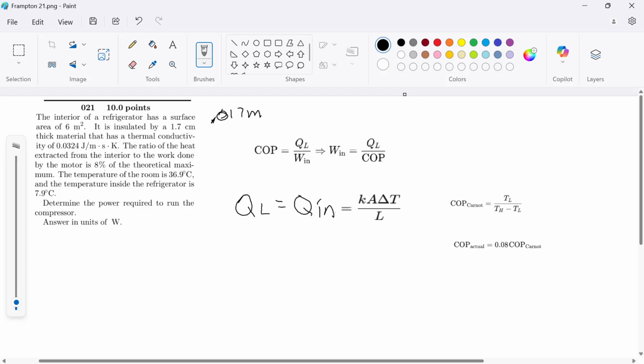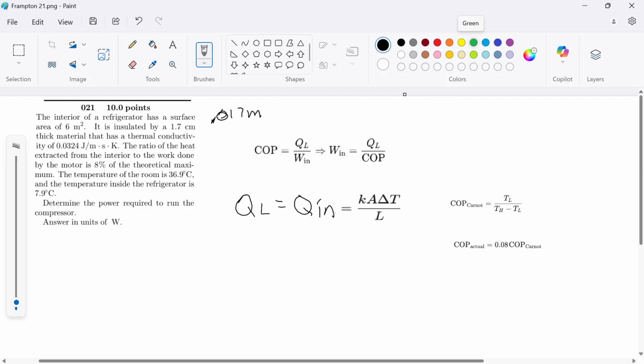That has a thermal conductivity of 0.0324 joules per meter second Kelvin. Okay, that's good. The ratio of the heat extracted from the interior to the work done by the motor is 8% of the theoretical maximum. So I multiply whatever the theoretical maximum is by 0.08. The temperature of the room is 36.9 Celsius, and the temperature inside is 7.9.